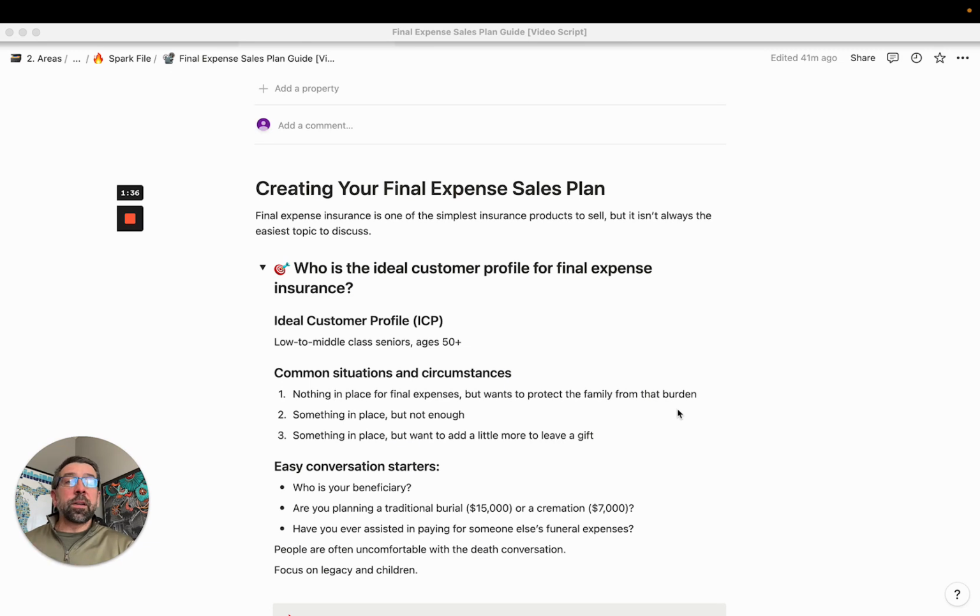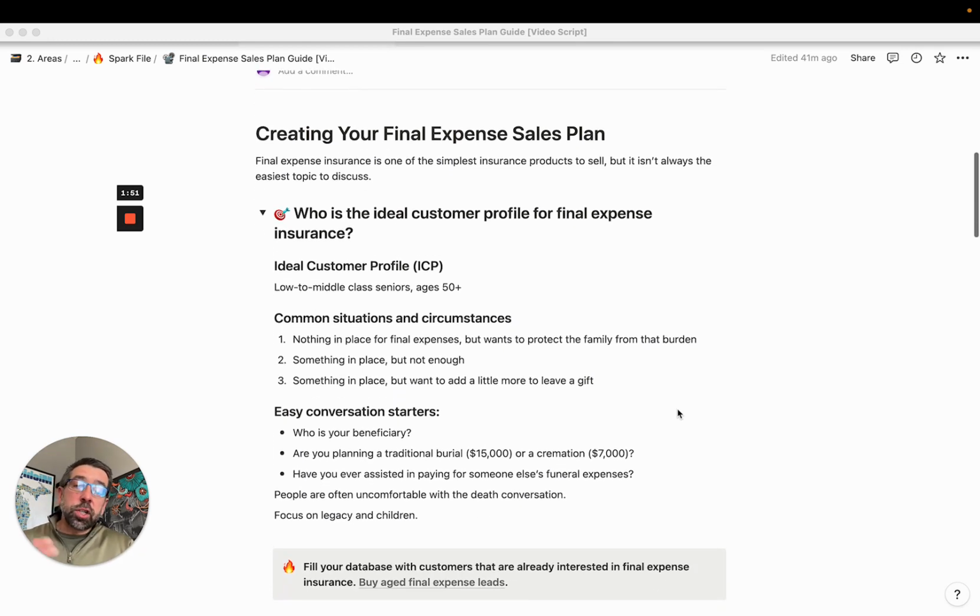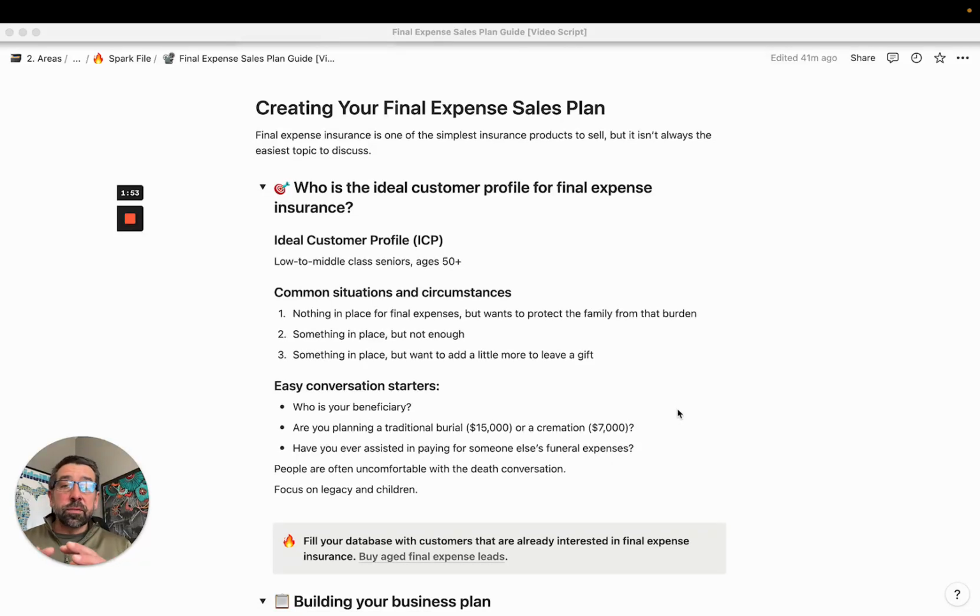Or if you're evaluating lead providers or talking to people that provide leads, you can ask good questions to make sure that they're actually giving you leads that are in that market or are the types of people that will need the final expense solution. So generally, this is a class of seniors, 50 plus. They're often thinking about their beneficiary specifically, and we're going to talk about this.